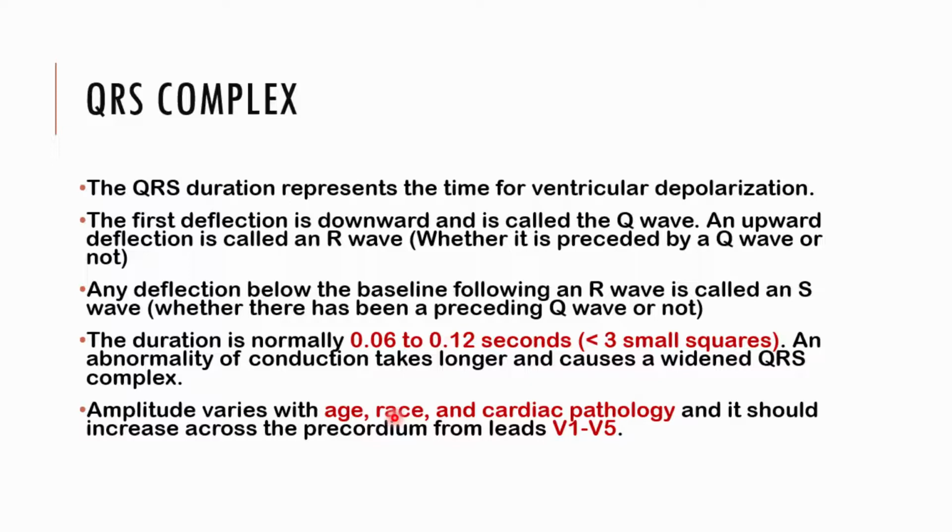Then this is later followed by an upward deflection, which is referred to as an R wave. So if there's an upward deflection, regardless of whether there is a Q wave or not, you refer to that as the R wave. Then of course the R wave is later followed by another downward deflection, which is referred to as the S wave. Now this QRS complex must have a normal morphology and a normal duration. So normally it should be 0.06 to 0.12 seconds. So less than the 3 small squares.